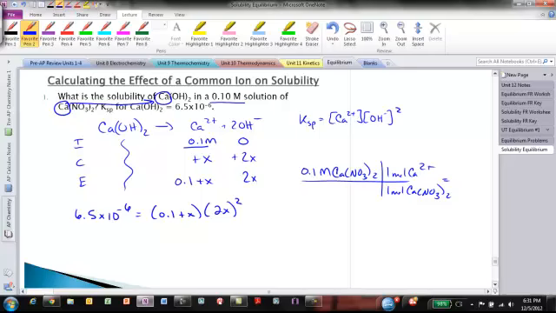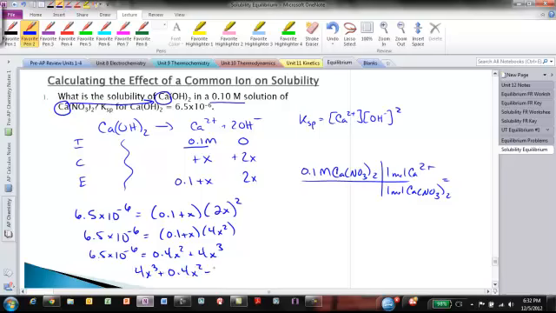Okay, and so now we have to do some math. We'll get 0.1 plus x times 4x squared when we square that first, because exponents come first. And then we're going to have to distribute it. So we're going to get 0.4x squared plus 4x cubed. Alright, so this is a cubic equation. When we have to do this, we're going to get 3 answers out of this. And you would get 4x cubed plus 0.4x squared minus 6.5 times 10 to the negative 6.